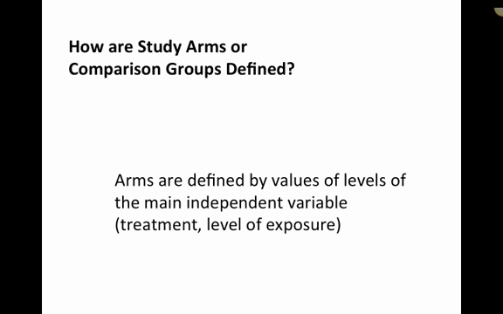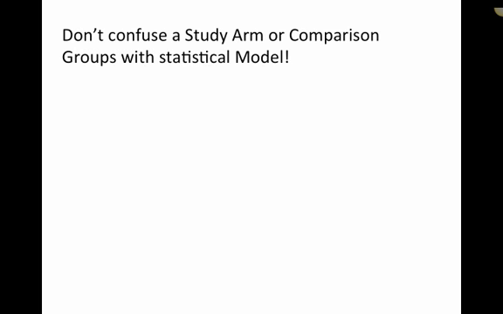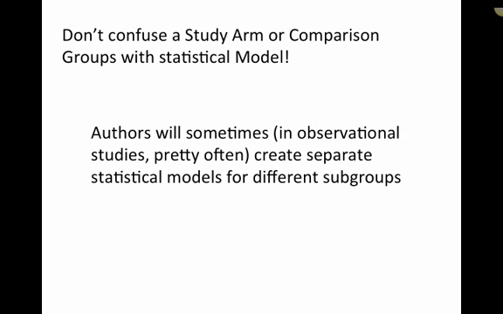Arms are generally defined by the values or levels of the main independent variable, your treatment or level of exposure. Now, don't confuse a study arm or comparison group with a statistical model. By that I mean, authors will sometimes, especially in observational studies, create separate statistical models for different subgroups or subpopulations. And sometimes these are based on, say, age.